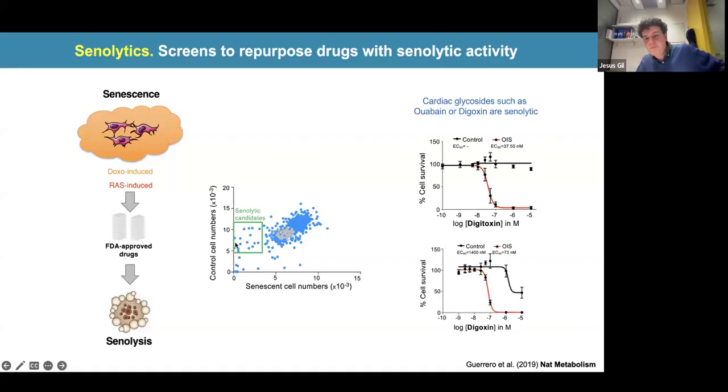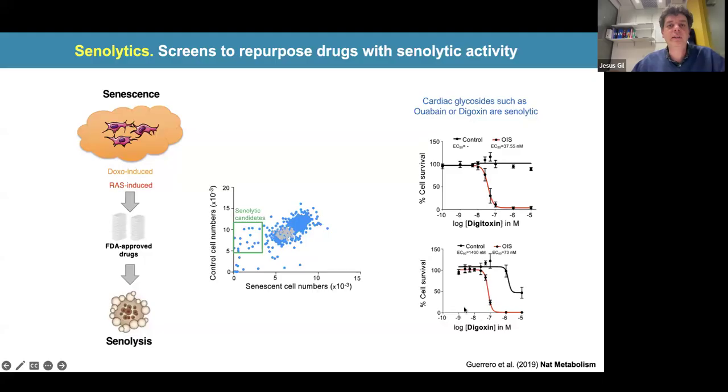And we published this a few years ago: we found that ouabain and other cardiac glycosides such as digoxin and digitoxin are senolytics. Let me show you in this graph. Here we have different concentrations of the drug, with the killing of senescent cells in red and non-senescent cells in black. What we can see is a nice window of selectivity where the drugs kill the senescent cells very efficiently without affecting the non-senescent cells. And the other thing I want to mention is that these two curves here are for digoxin and digitoxin.